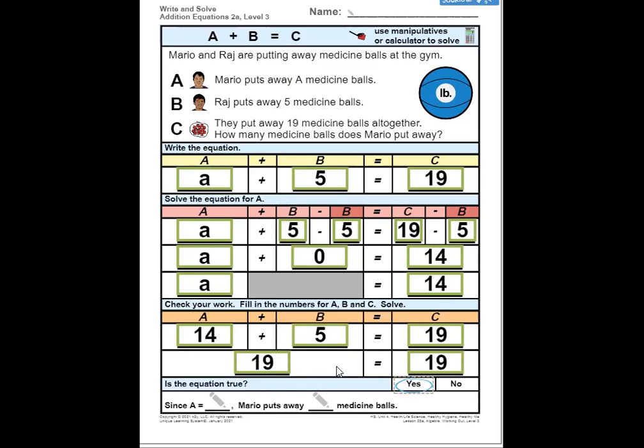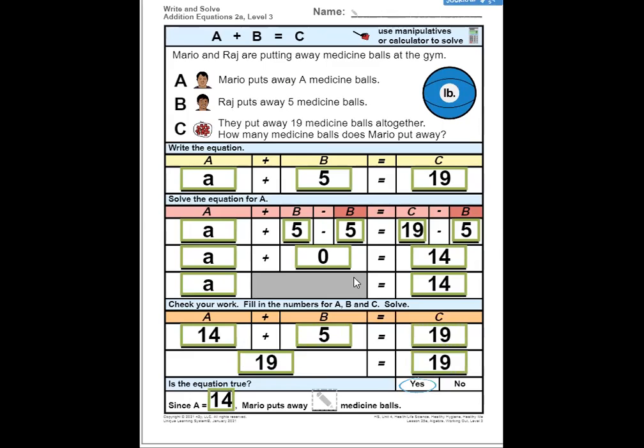Yeah, very good. We did look at it, but what do we say about equations? They have to be equal. Very good. The same. So we have 19 equals 19. Is that true? All right, so let's finish at the bottom. Since A equals 14, Mario puts away how many medicine balls? 14 medicine balls.